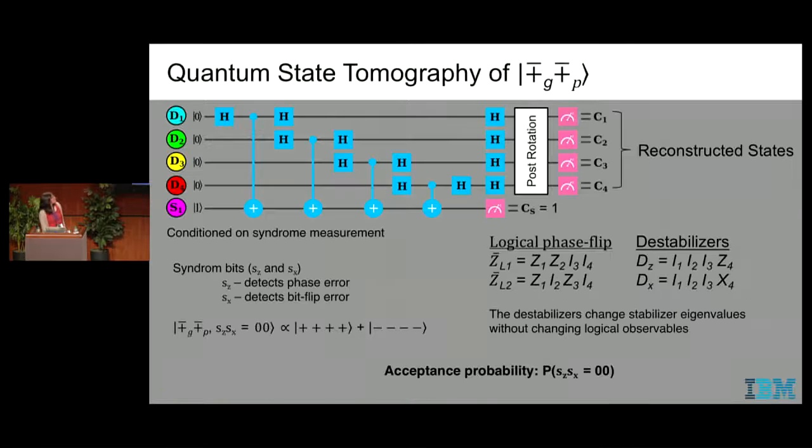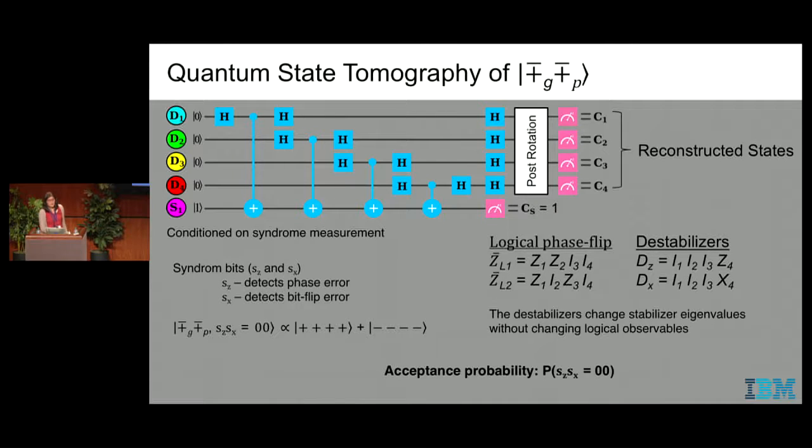The experiment that I ran was to first prepare a logical plus plus state. That is by running the X stabilizers and then preparing the state by measurement. So I start with the syndrome qubit in the excited state, and then at the end, I only post-select when the syndrome is 1, and this would prepare this plus plus state. Once you prepare by measurement, you could do a post-rotation to run state tomography, measure the rest of the 4 qubits, and make a reconstructed state.